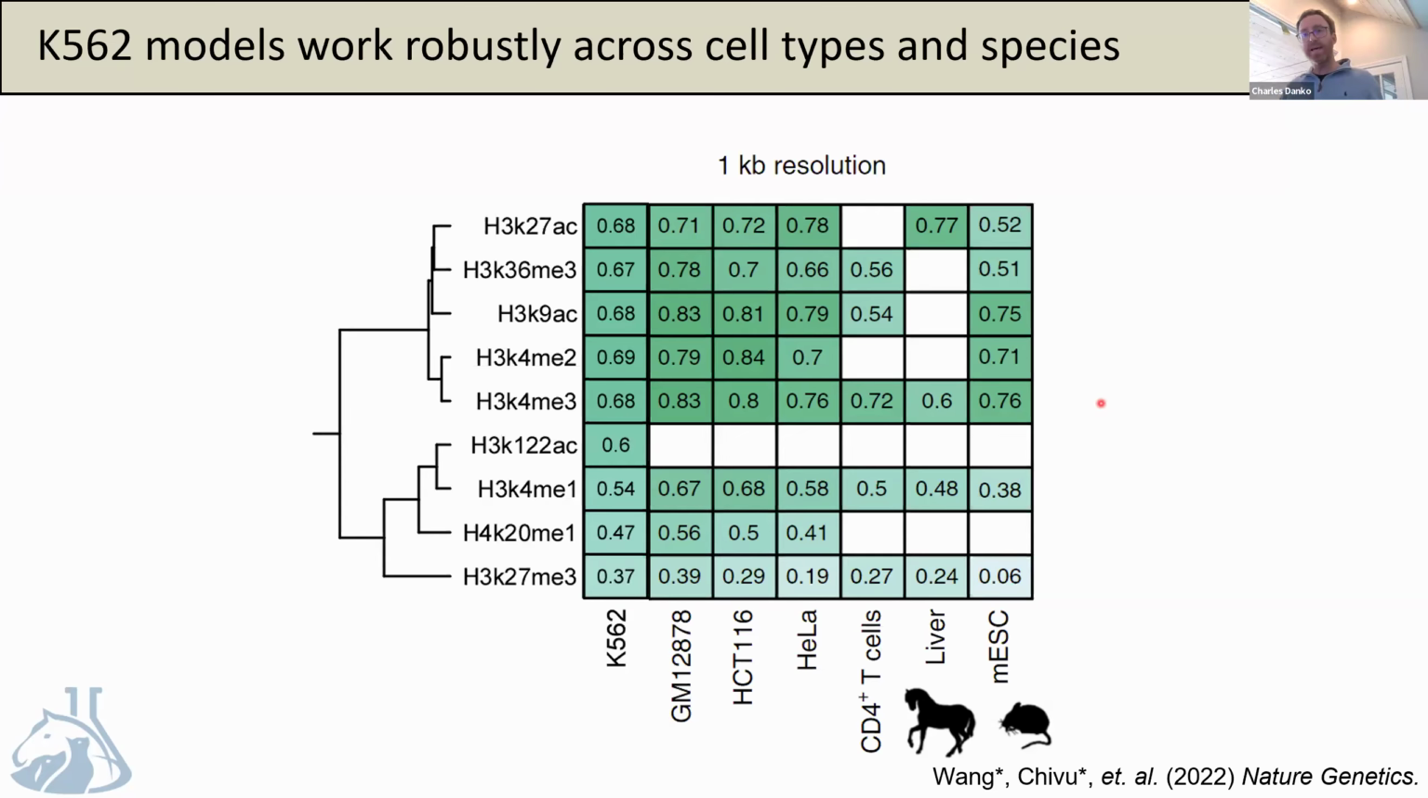And the way that I interpret this is that the relationship between histone modifications and transcription is a deeply conserved biological process. And so we're able to train a model in K562 and then adapt this model to make predictions in any cell or tissue type.